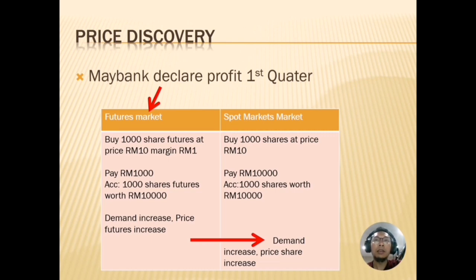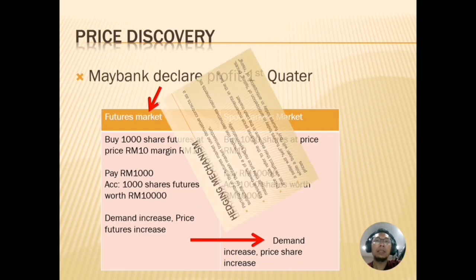Under the spot market, you buy 1,000 shares at a price of 10 ringgit, and pay 10,000 ringgit. So the account for 1,000 shares is 10,000. So demand increases, share price increases.